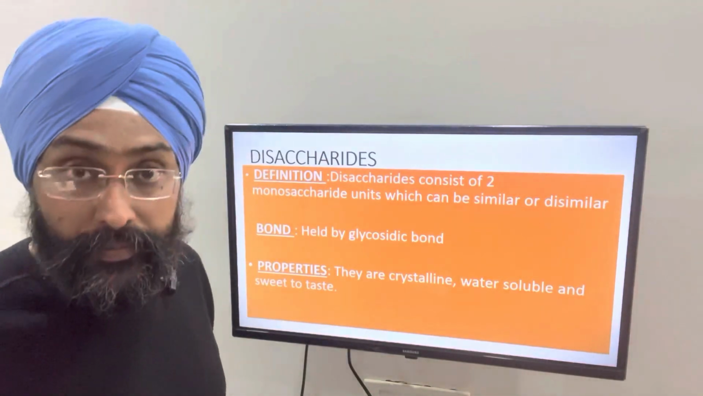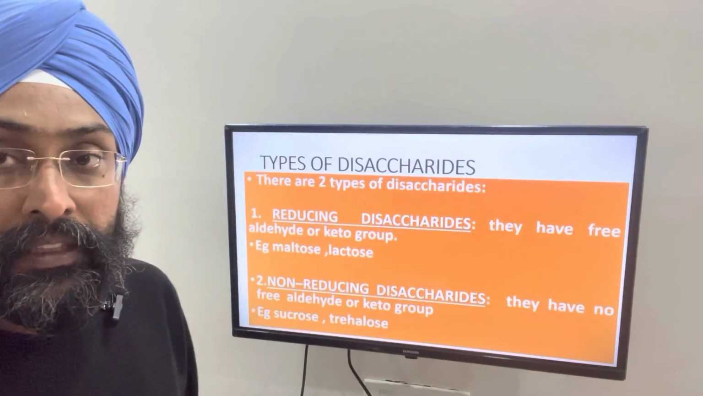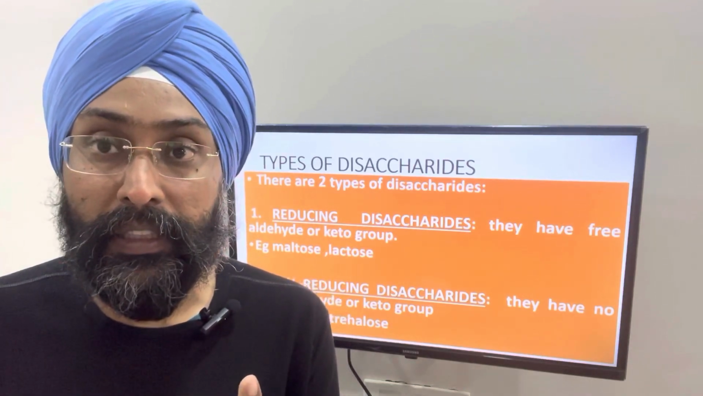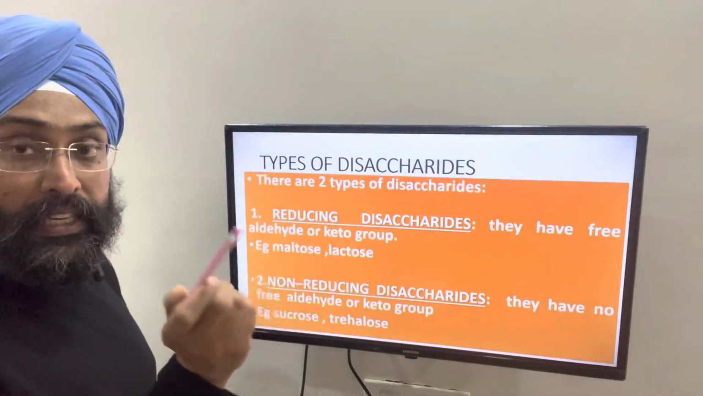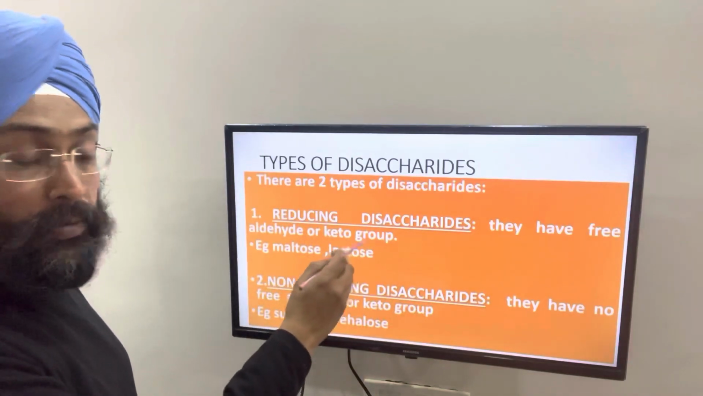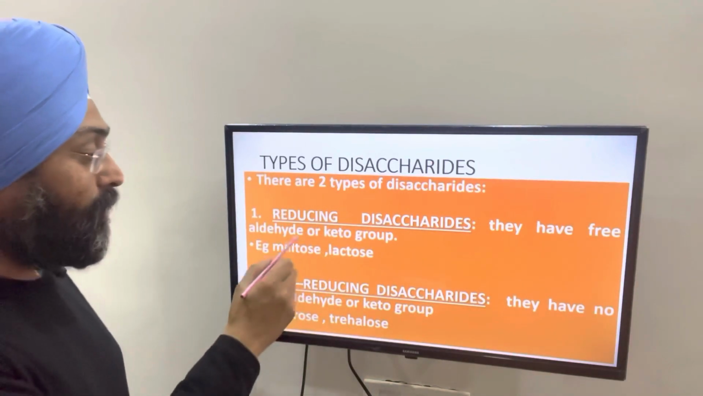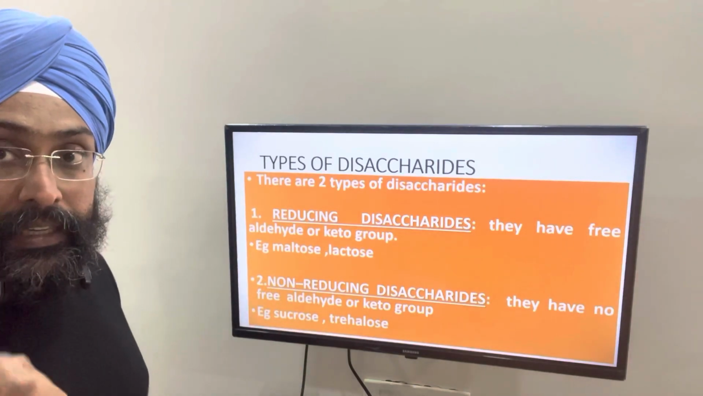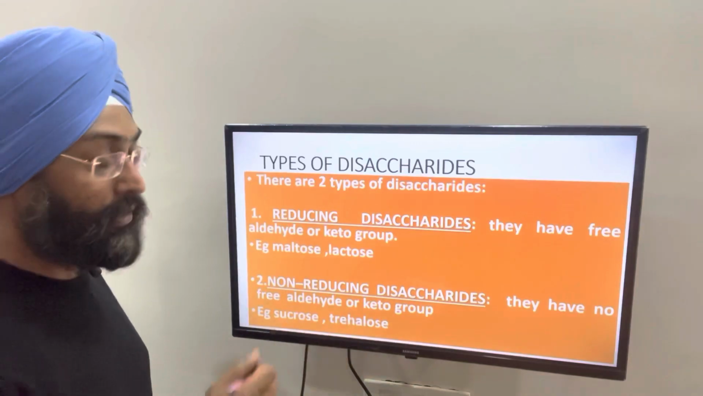taste, right? Now coming on to the types of disaccharides, they are divided in two categories. First is reducing and second is non-reducing. Reducing because they have free aldehyde or keto group. Examples are maltose and lactose. In case of non-reducing, they have no free aldehyde or keto group. Examples are sucrose and trehalose.